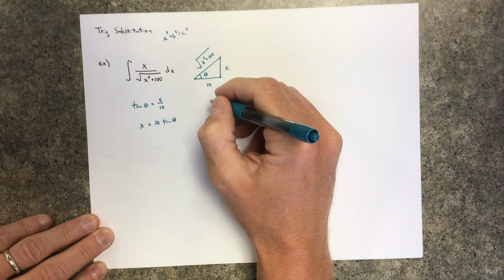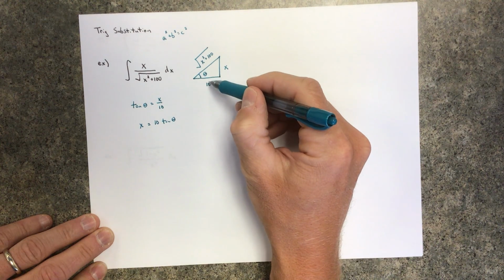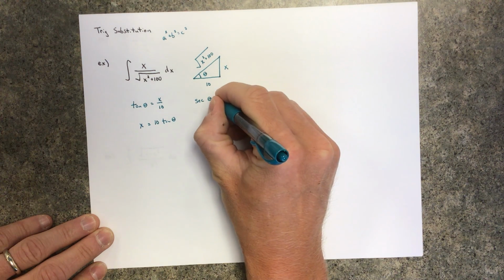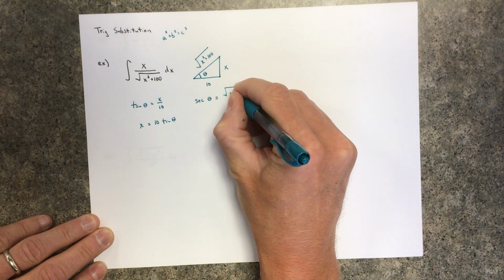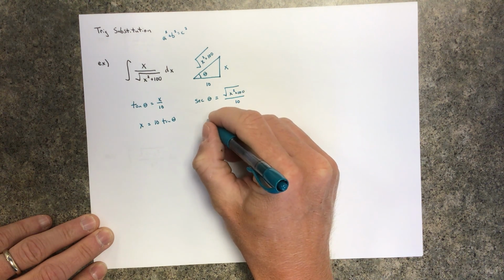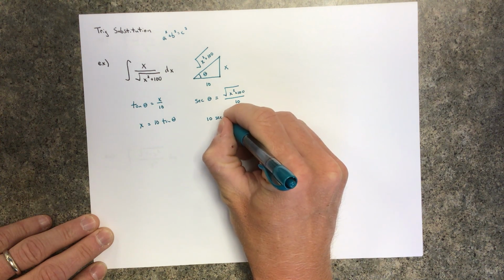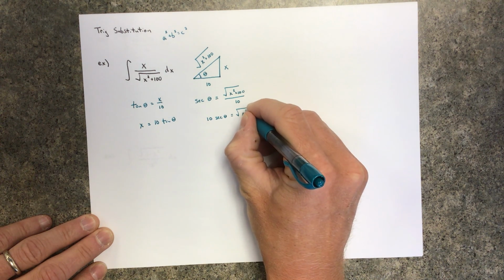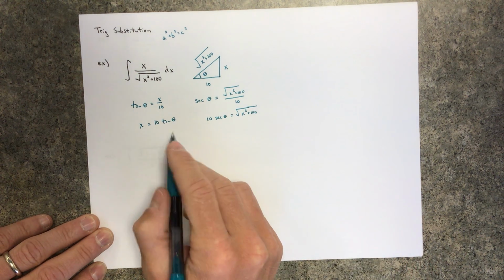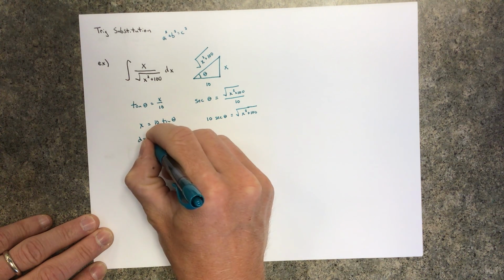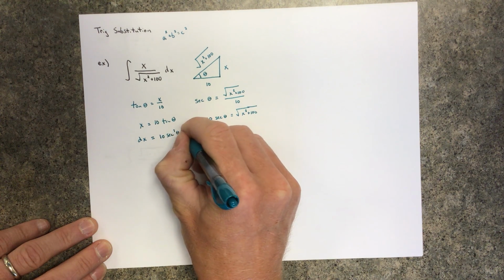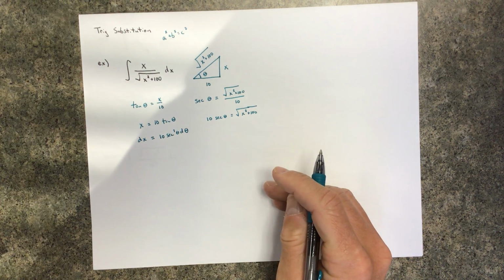And then if you said cosine, it's just going to be 10 over this, but really you want this in the numerator. So if you go secant of theta, secant is hypotenuse over adjacent. So that means that 10 secant theta is equal to the square root of x squared plus 100. We're getting close. If I know x equals 10 tan theta, then I can find the differential. So dx equals 10 secant squared theta d theta. And now I'm ready for my substitution.